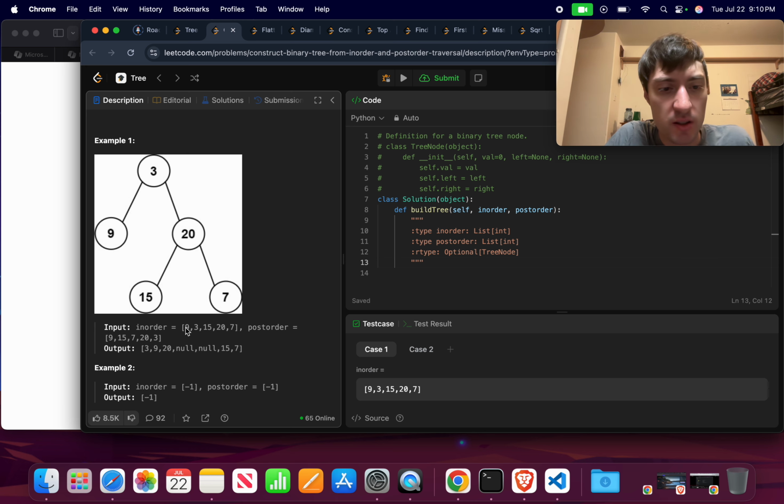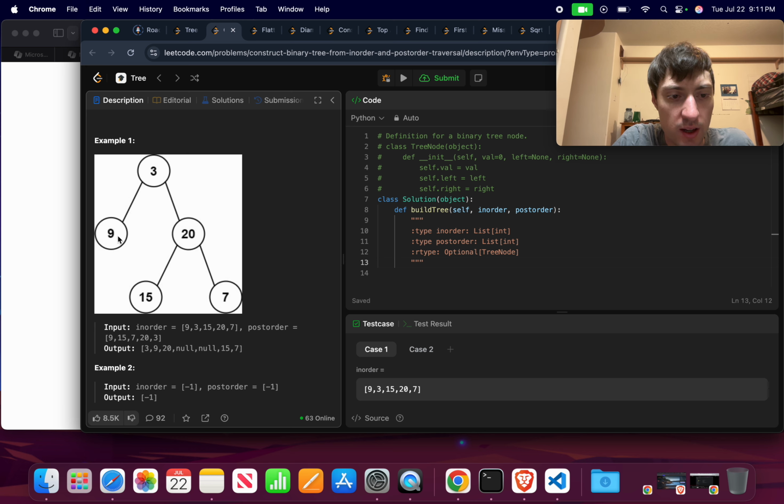This gives the leftmost. This gives the leftmost as well, or then this one's the second most left. Leftmost. So it's kind of like in this order, kind of like a sliding order. Okay, that's Inorder.